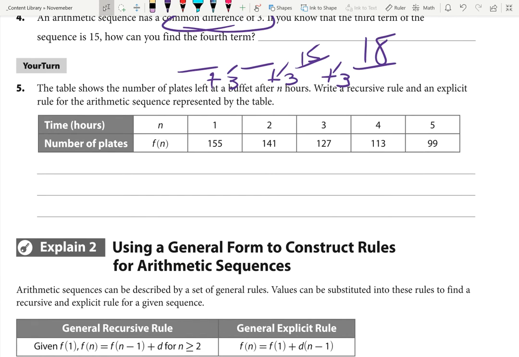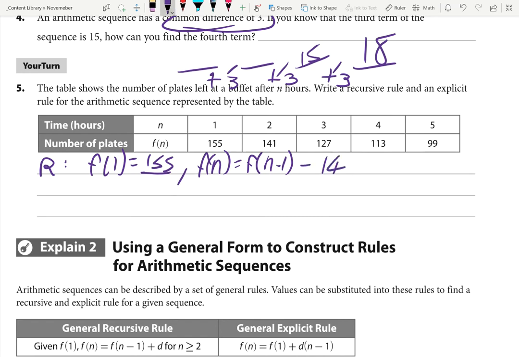All right. Let's write a recursive rule and an explicit rule for number 5. Remember, recursive follows this form: f of 1 equals blank, then f of n equals f of n minus 1 plus our common difference, blank. Everything's already done for us. All we have to do is fill in the first term and the common difference. In this case, the first term is 155, and our common difference is minus 14. So it'll be plus negative 14, but instead I'll just write minus 14. There's your recursive rule.